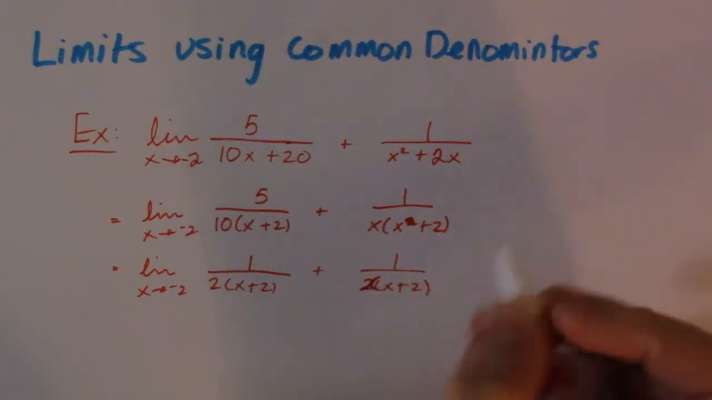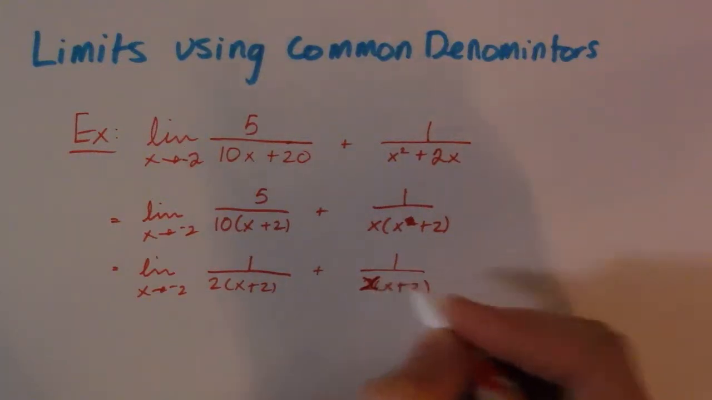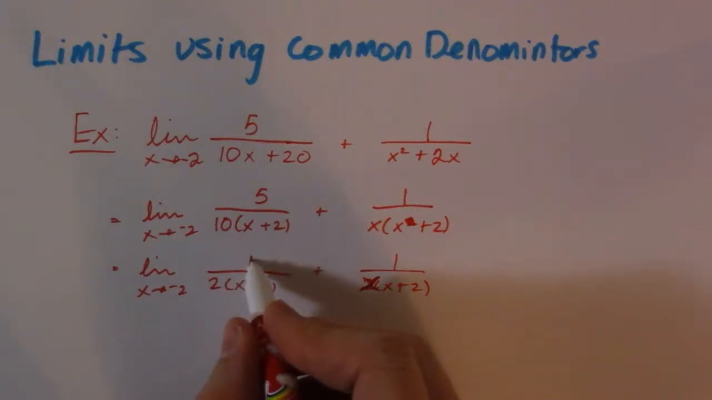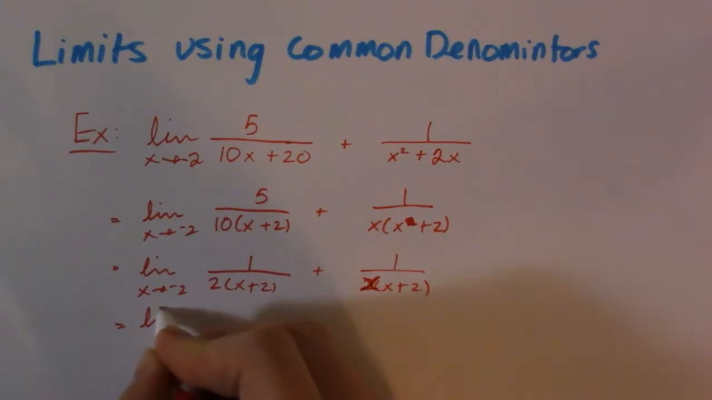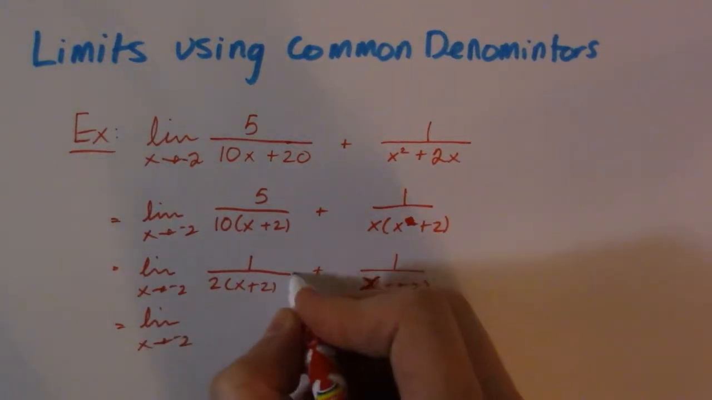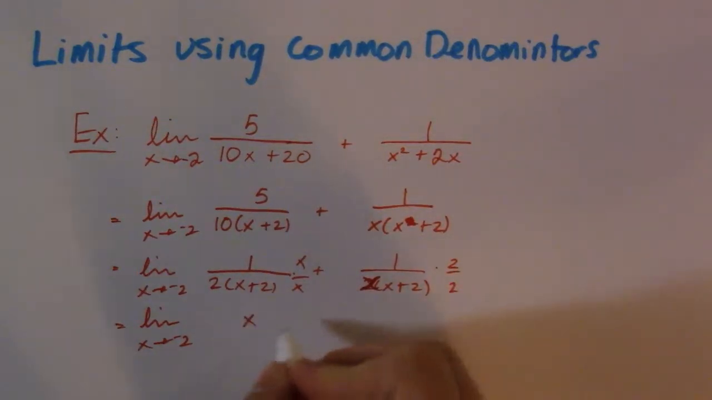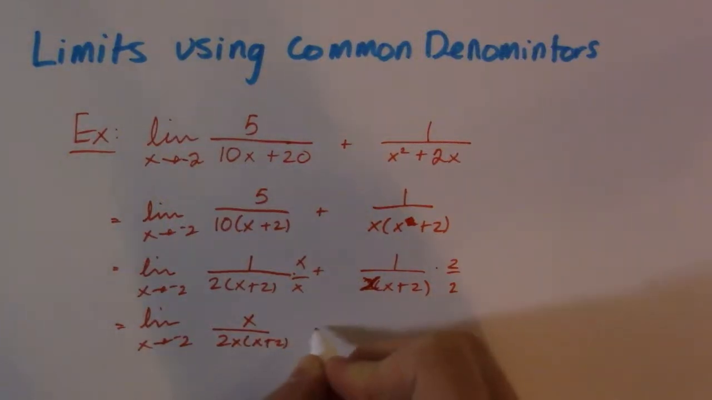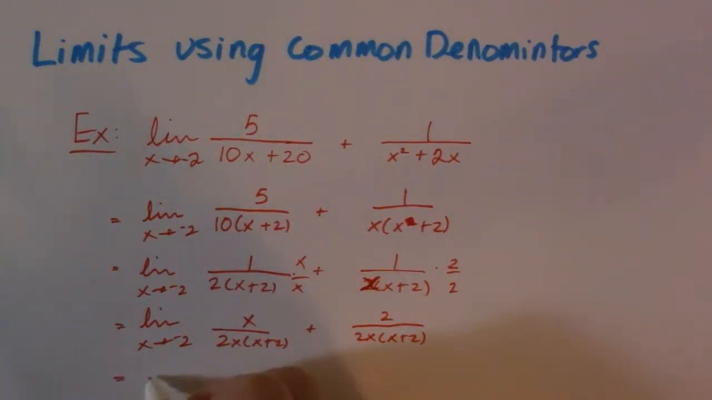Now what I want to do is try and find a common denominator. So this guy's an x, even though it doesn't look like it. This guy's a 2, so this guy needs a 2, this guy needs an x. So I'm going to multiply this one by x, and this one by 2. So the limit as x goes to -2, I multiply x over x, 2 over 2. So I get x on this one, all over 2x times x plus 2, and then plus 2, all over 2x times x plus 2.